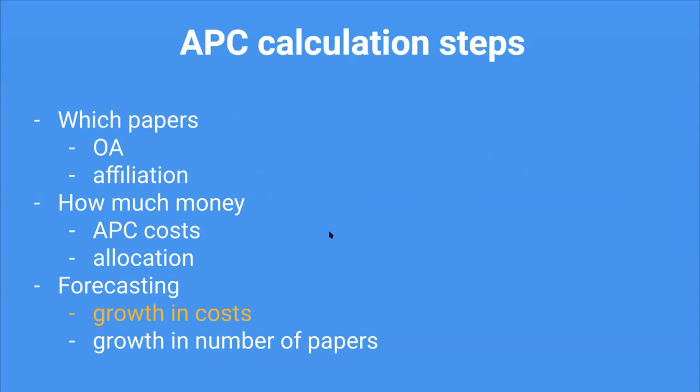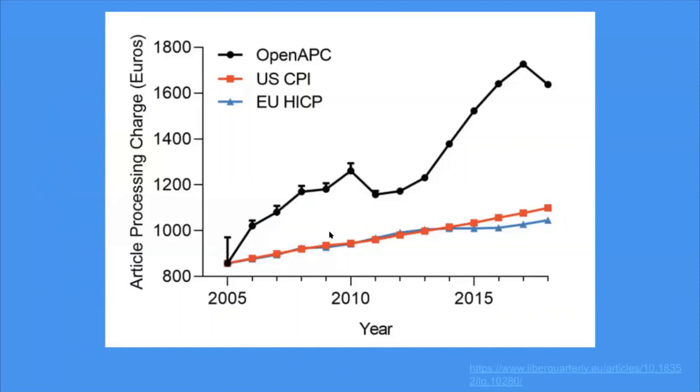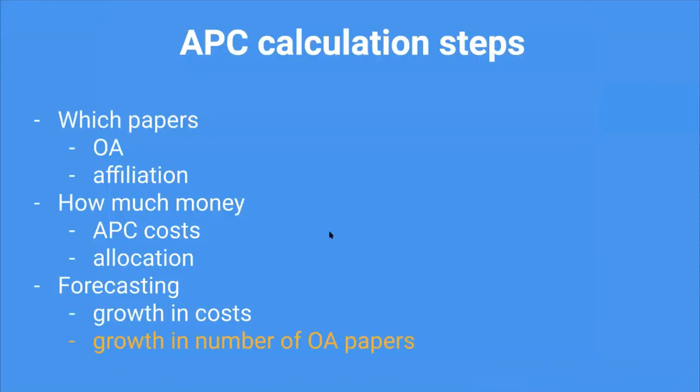So the next one is growth in costs. This one matters. The black line here, you can see over time, is article processing charges as measured by the Open APC database. And you can see it's going up, up, up. The last one, it goes down a little. But it's going up much faster than inflation. Those two lines at the bottom are inflation. So if you are looking historically, or trying to project into the future, thinking about the rates at which APCs are growing makes a big difference. And unfortunately, I don't have any more insight than that, other than it matters.